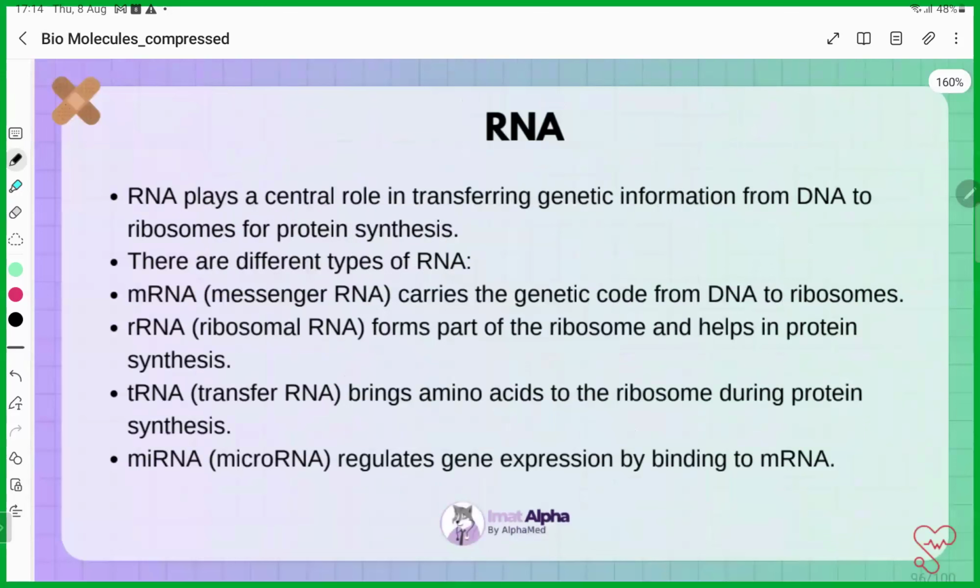RNA plays a central role in transferring genetic information from DNA to ribosomes, for instance. There are different types of RNA: mRNA, rRNA, tRNA, miRNA. Messenger RNA carries the genetic code from DNA to ribosomes. It comes after transcription, of course. rRNA is the ribosomal RNA, forms part of the ribosome and helps in protein synthesis.